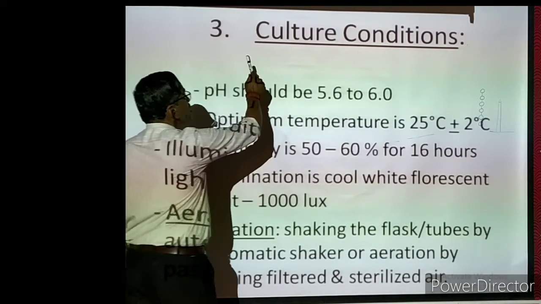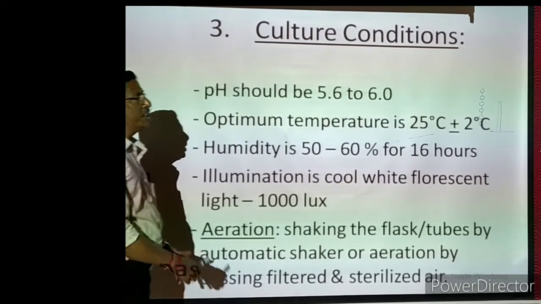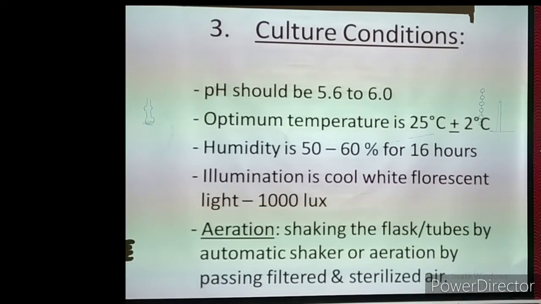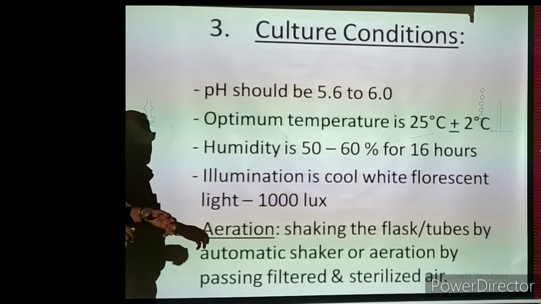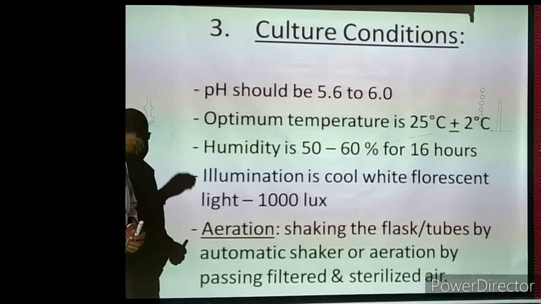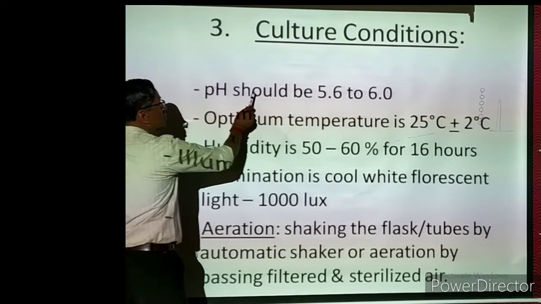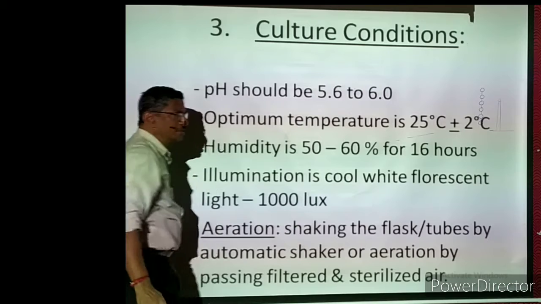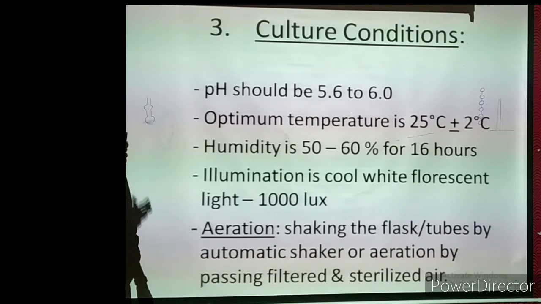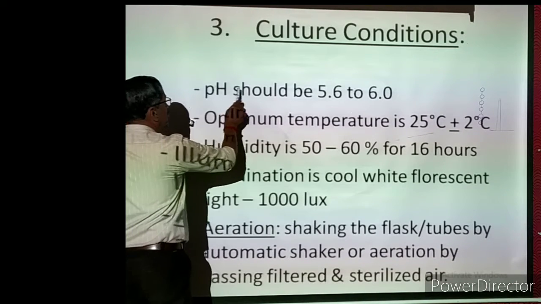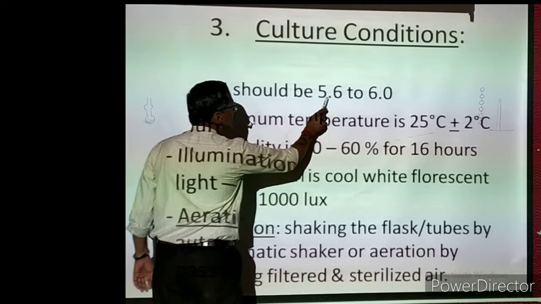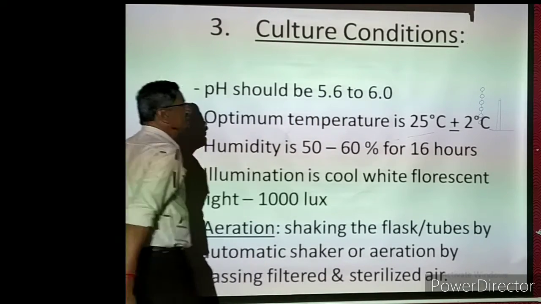Now we are coming to culture conditions. So okay, the culture research is going on, the development of tissue culture is going on. Now what are the conditions we have to maintain in that particular place, whether it is a culture medium or the culture room, wherever it is. Now the pH should be 5.6 to 6. So the culture medium, it can be liquid or solid. Now the pH of the culture medium should range from 5.6 to 6.